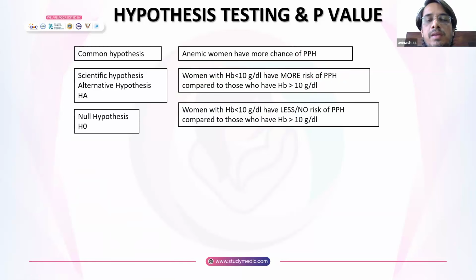Now, null hypothesis always states the null effect. The null effect here is there is no difference in PPH between anemic and non-anemic women. That is the null hypothesis. It always states the null effect.